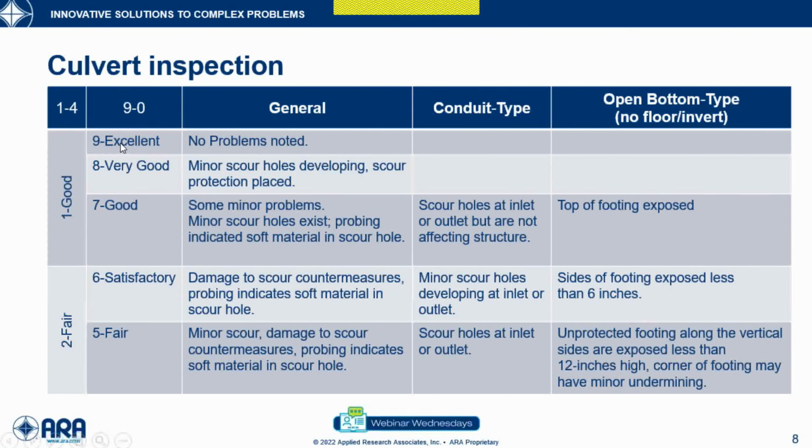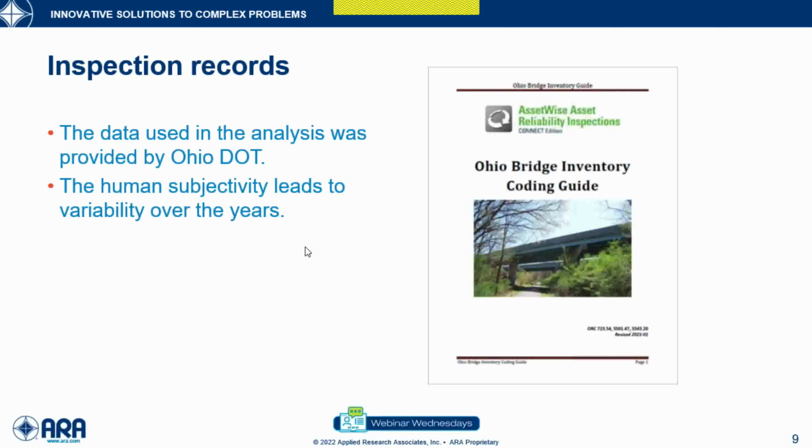Now, the inspection records that we've used in this study were provided by Ohio DOT, and they extracted all the data from the AssetWise database. As I indicated in the previous slide, there is some human subjectivity, and that does not disqualify the inspection data at all. But this is something to consider when you are performing some modeling or deterioration modeling with such data.